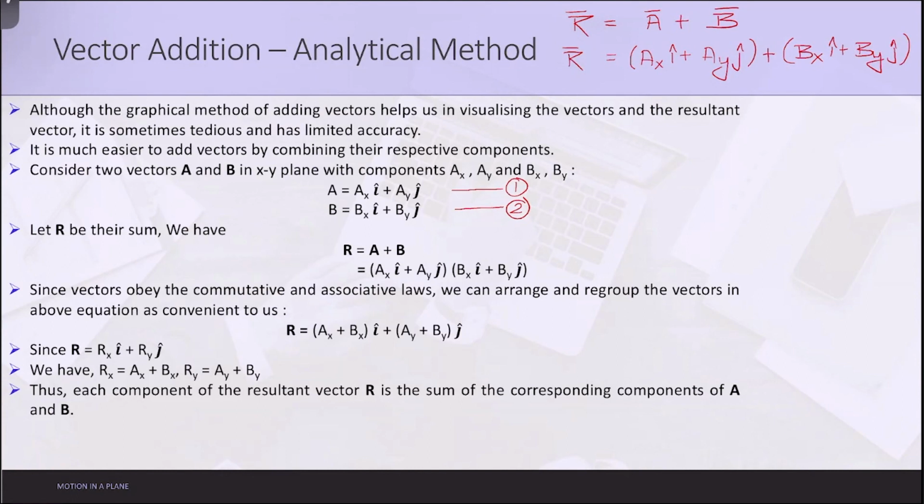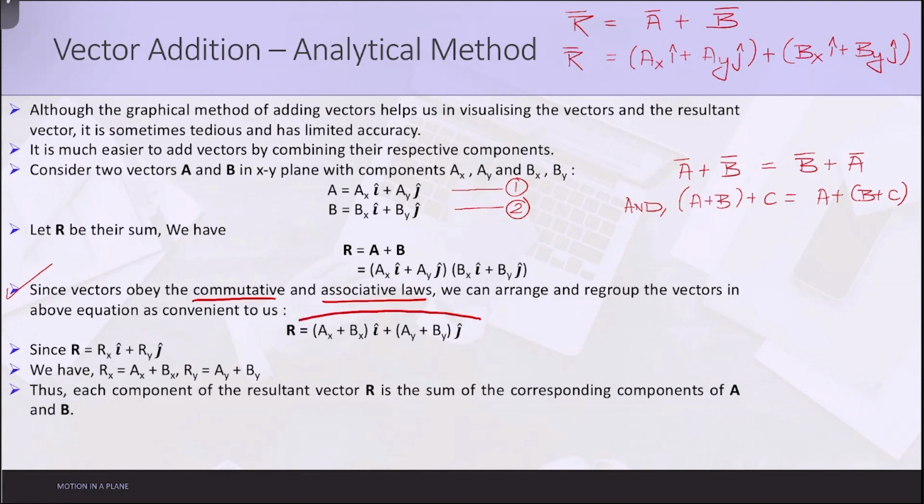Okay. Now let us read the next line. Since vectors obey the commutative and the associative laws, just to revise, what are these laws? They state that the vectors a plus b is equal to b plus a, and the next law states that (a plus b) plus c is equal to a plus (b plus c). Fine. So we can arrange and regroup the vectors in the above equation as convenient to us.